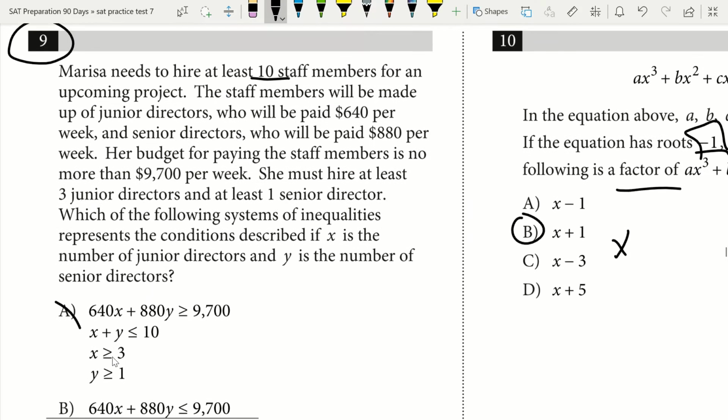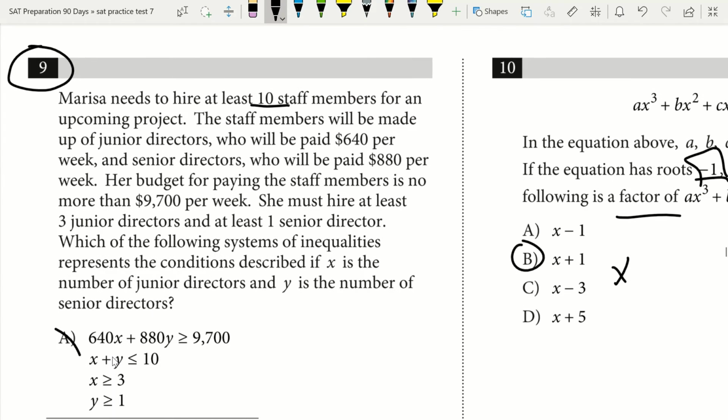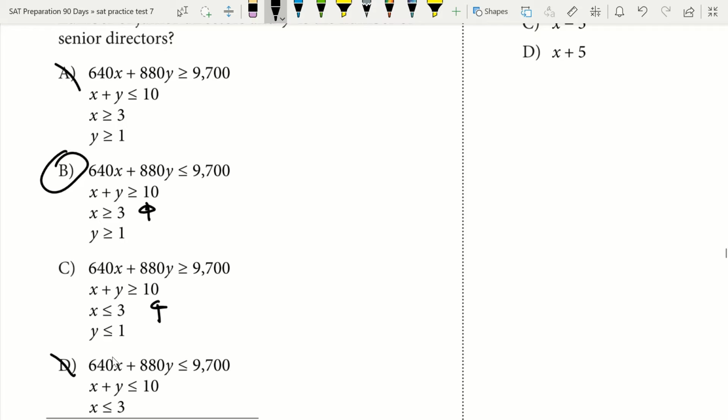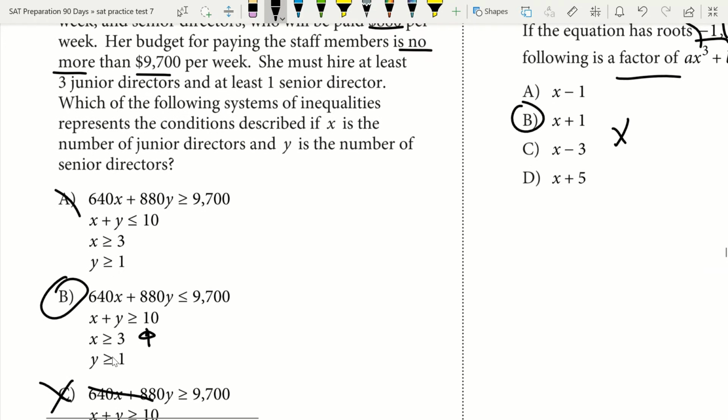Next thing I'm looking at is whatever comes next in the problem. I have the staff members will be made up of junior directors paid $640, senior directors paid $880. Her budget for paying the staff members is no more than $9,700. Therefore, I need to have a less than or equal to $9,700. I see I have that in option B. Option C does not have that. C is out. A, C, and D are out. B must be correct. So just like that, B is correct.